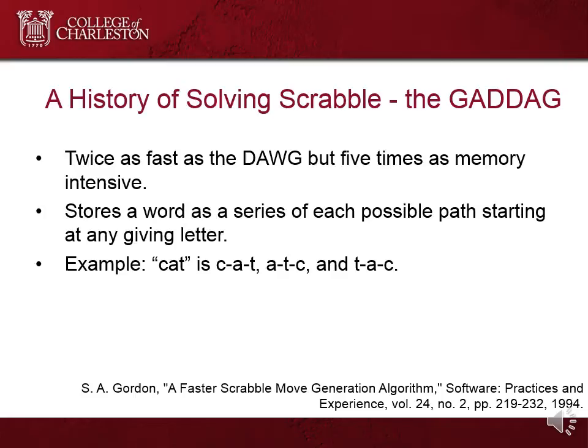For example, whereas a DAWG could store the word cat as C-A-T, the GADDAG would store it as C-A-T, A-T-C, and T-A-C. The advantage to storing words this way is that it's easier to find words regardless of what letter you start from.